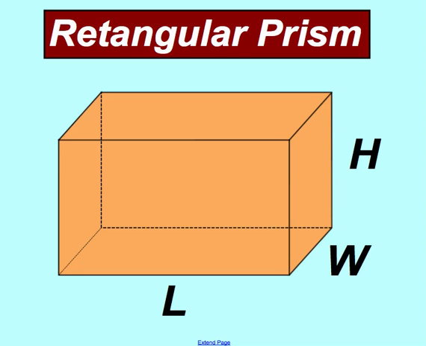The rectangular prism is a three-dimensional shape usually composed of either squares or rectangles. A rectangular prism has three dimensions we commonly refer to as your length, your width, and your height.